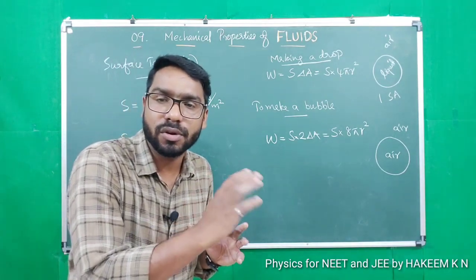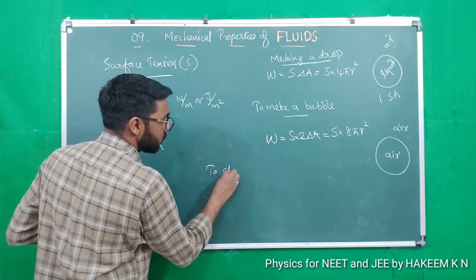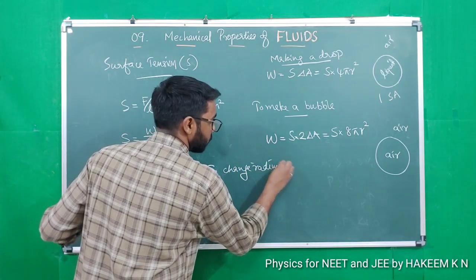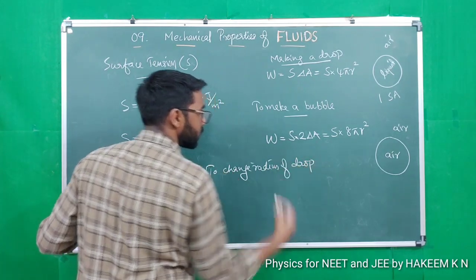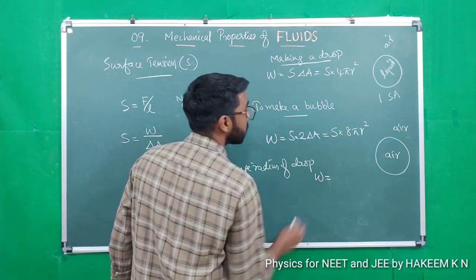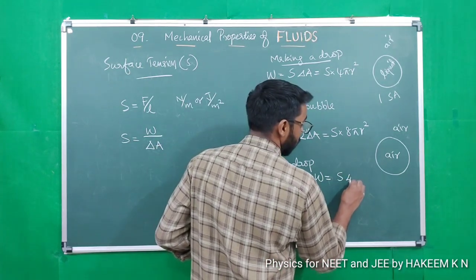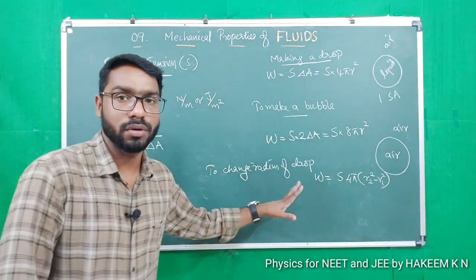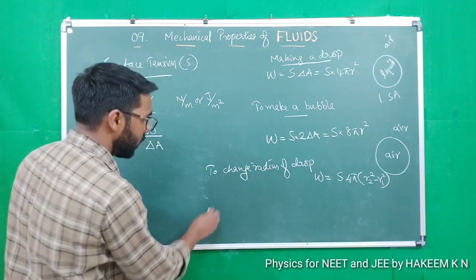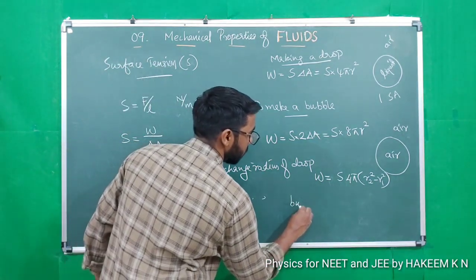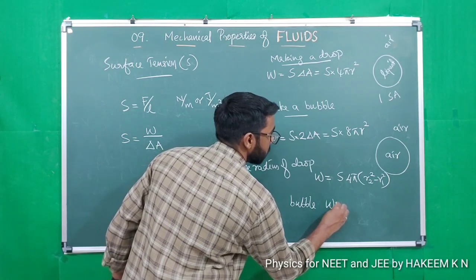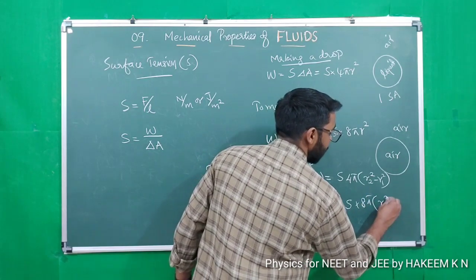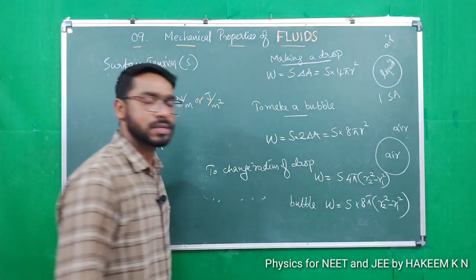To change the radius of a drop, what do we have to do? To change the radius of a drop, work done should be S into 4 pi into r2 square minus r1 square, S into final area minus initial area. And to change the radius of a bubble, work done should be S into 8 pi into final radius square minus initial radius square.